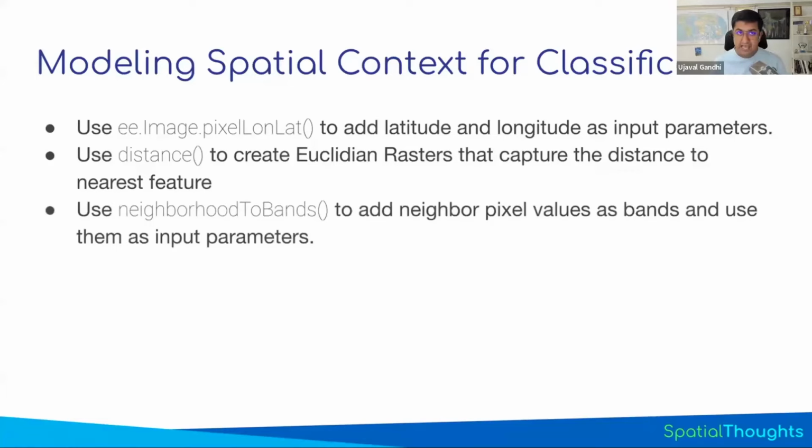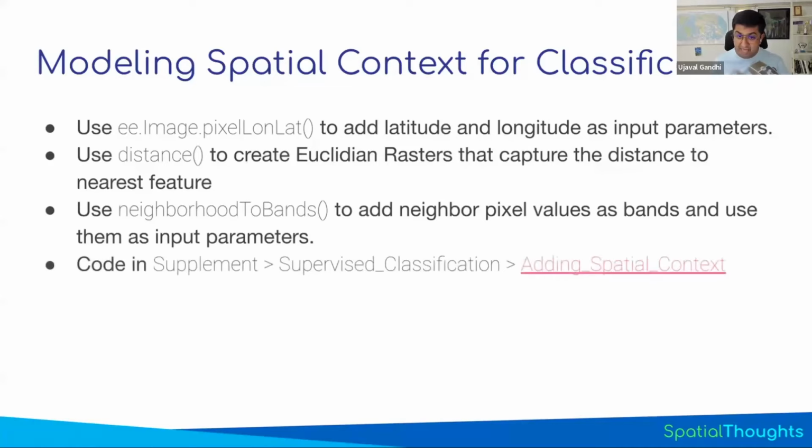Lastly, say I have a pixel and I really want to know what's going on around it. If you have 2 pixels, same reflectance, but one is surrounded by high NDVI, one is surrounded by low NDVI, and you want to use this information to classify them separately, there's this function called neighborhoodToBands. Essentially it'll take the neighboring pixels and turn them into bands. So when you sample them, you'll have information about the neighboring pixels along with the pixel value itself. We have a sample code that'll show you how to do all of this and improve your classification.